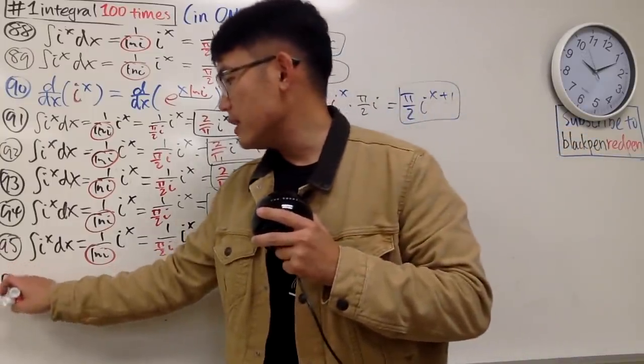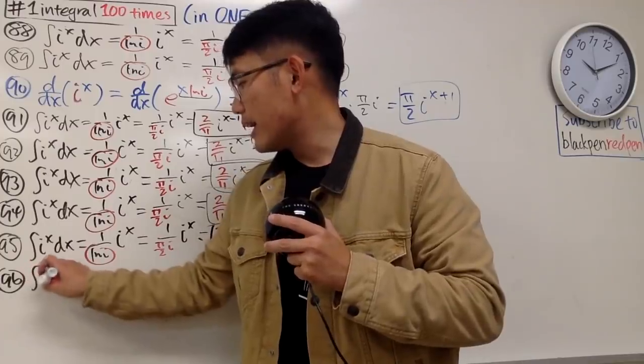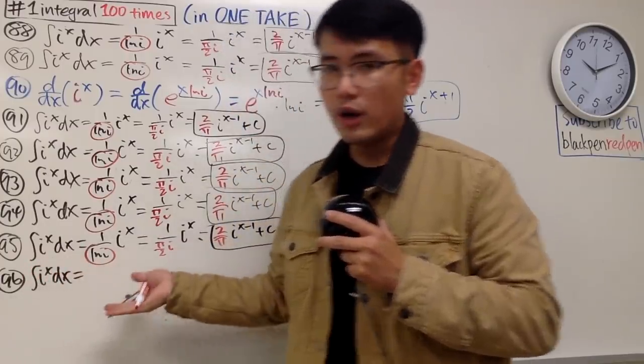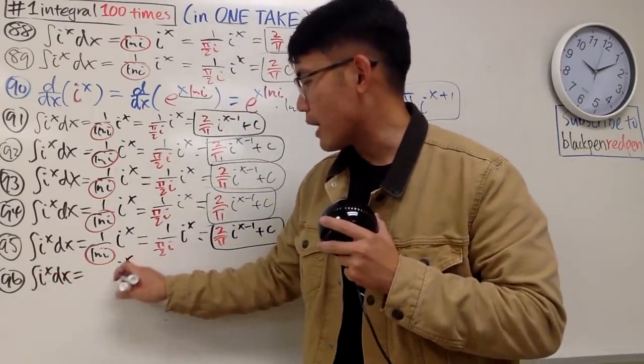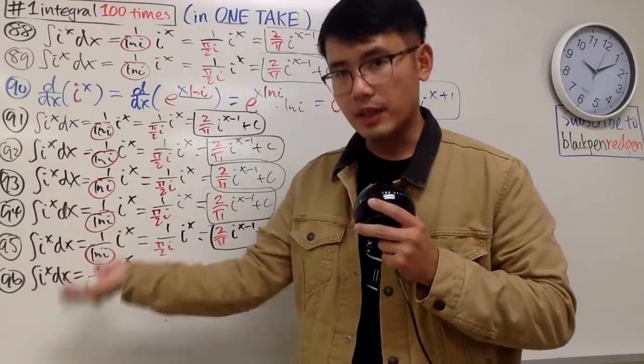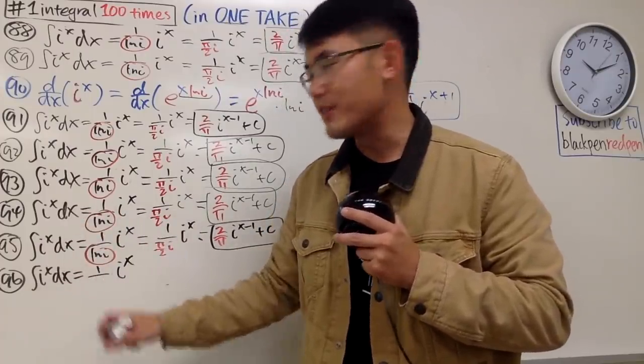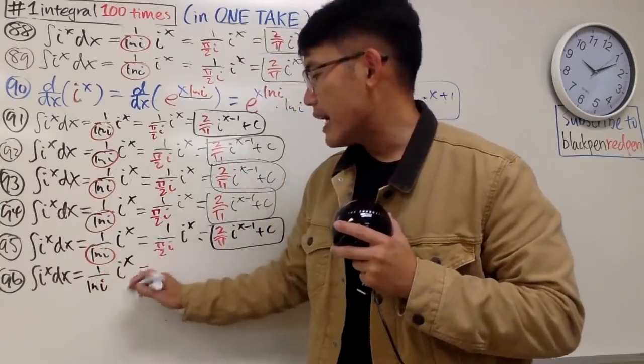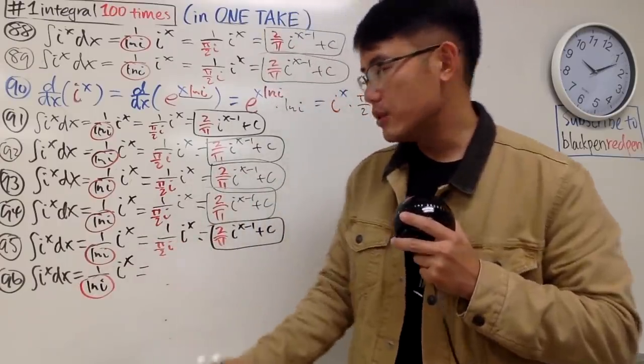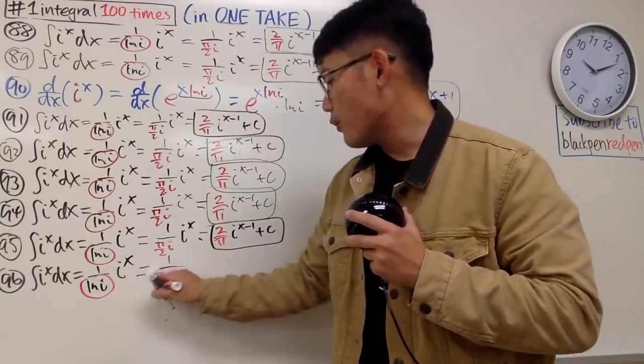And now we'll continue. 96. Integral of i to the x power dx. Well, for this one, we have to have i to the x power. And don't forget, because the base is not e, we have to divide it by natural log of the base, which is natural log of i. And natural log of i is pi i over 2. So we get 1 over pi over 2i.